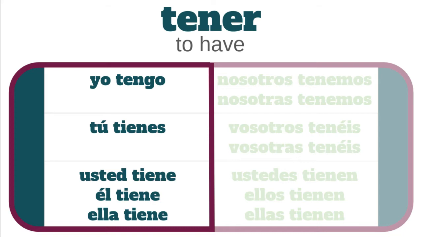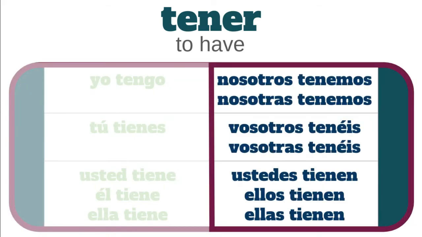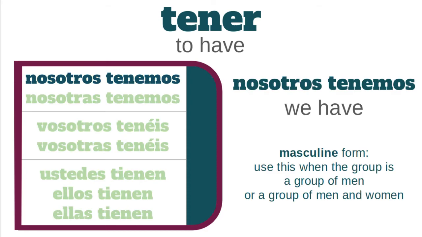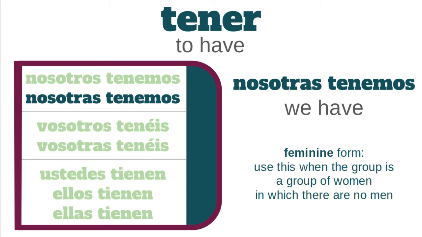Now we'll look at the right side of the chart, which has the plural forms. Nosotros tenemos means we have. Nosotros tenemos. And we use the word nosotros if we're talking about a group of men or a group that includes both men and women. Nosotros tenemos. If everyone in the group is a woman, we say nosotras tenemos, for we have. Nosotras tenemos.